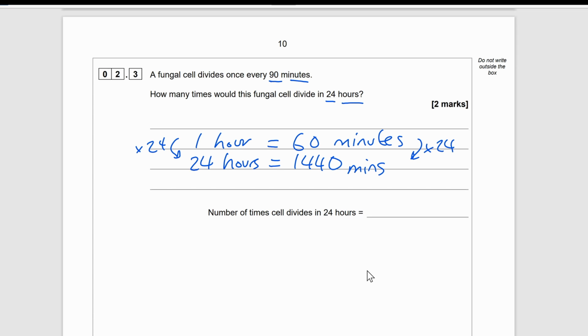We now need to think about how many divisions are going to occur in this 90 minutes. So we need to take that 1,440 and divide it by 90 to find out how many times it's going to divide. And the answer should be 16 cell divisions.